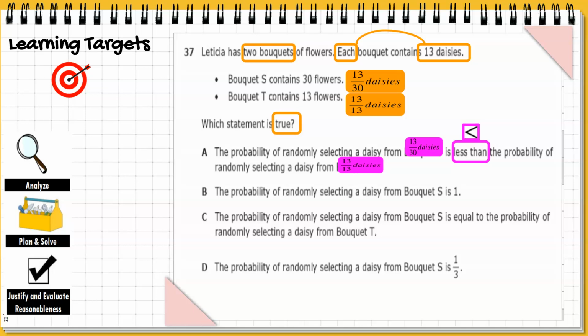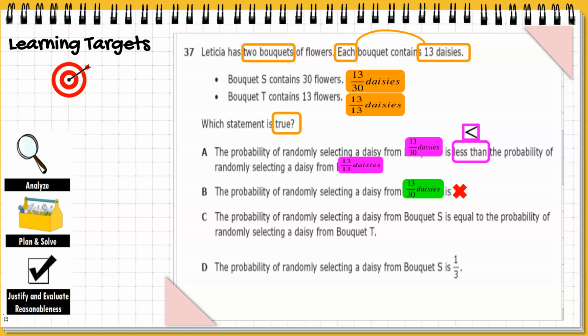Let's look at B. The probability of randomly selecting a daisy from bouquet S is 1. Well, let's annotate. Bouquet S has 13 out of 30 are daisies. That is not a whole. 30 out of 30 would be 1. So what makes this wrong is that either I'm looking at the wrong bouquet or it's not 1. So I'm going to go ahead and put the X on 1 because it's not 1.